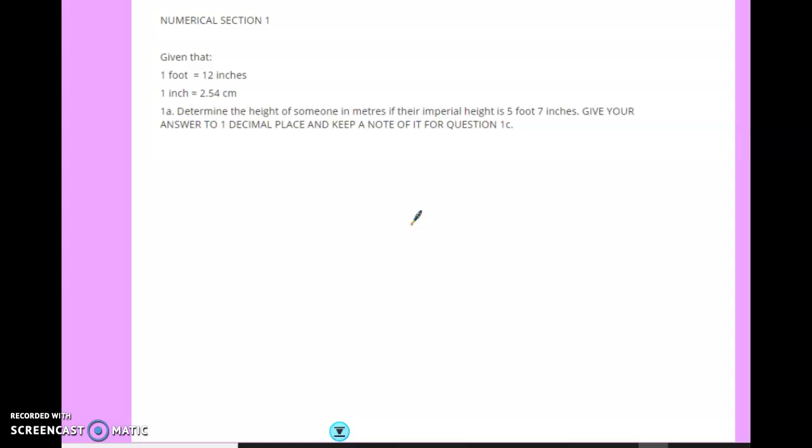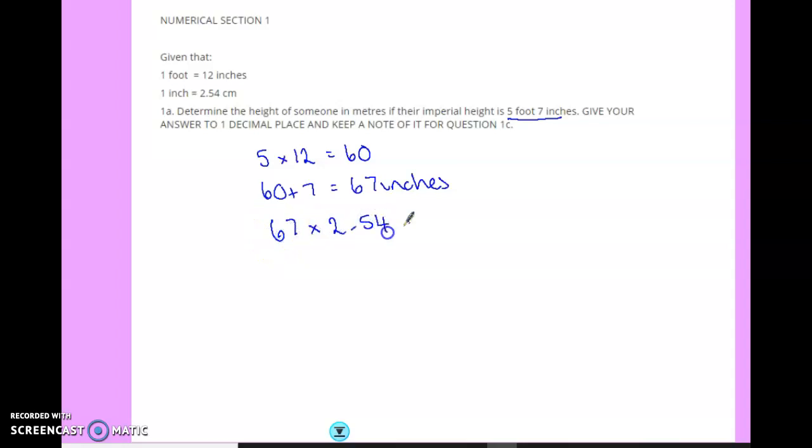Right, so the first question then is changing our height into meters. So this person is 5 foot 7 inches. We're going to start by taking that 5, timesing it by 12 to get 60. Remember, and add on the 7, so 60 add 7. Altogether, this person is 67 inches tall. 1 inch is 2.54 centimetres, so we do 67 times 2.54.